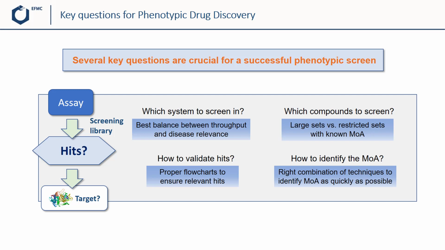We will discuss this. Third, when we get results, how can we actually validate those hits? We need proper flow charts to ensure filtering out relevant hits. And last, how can we identify the molecular target of these compounds? We will discuss several techniques to identify the mechanism of action.